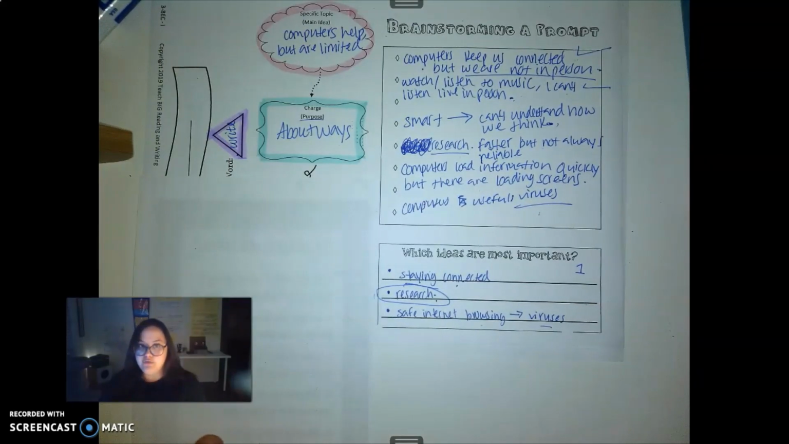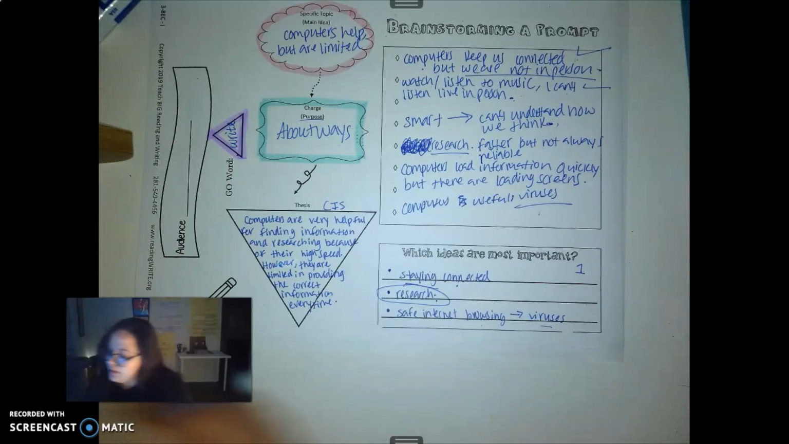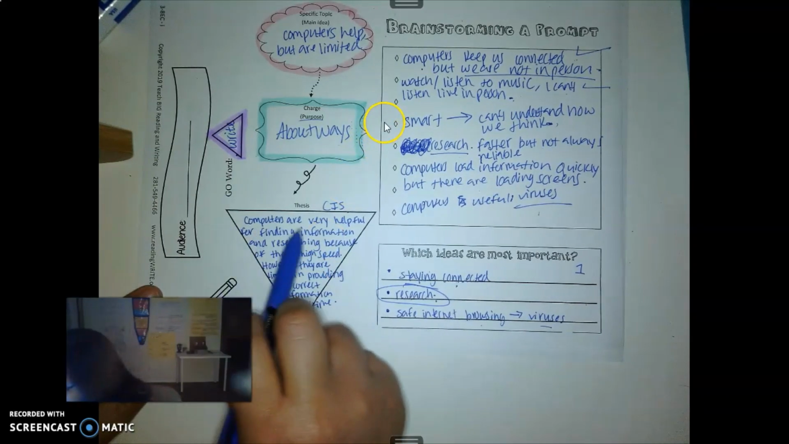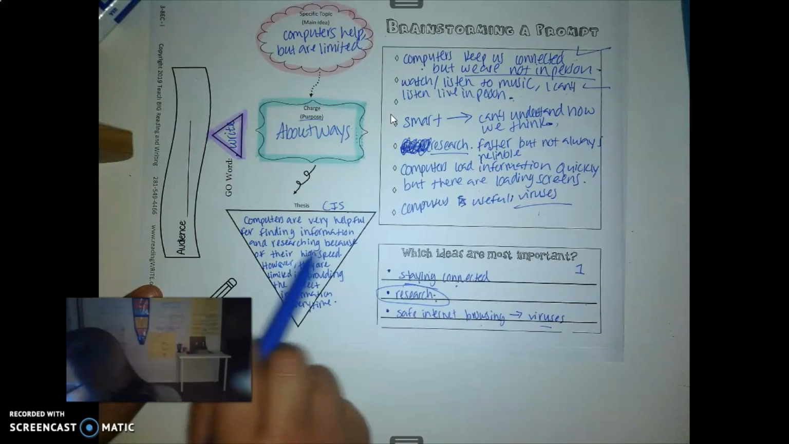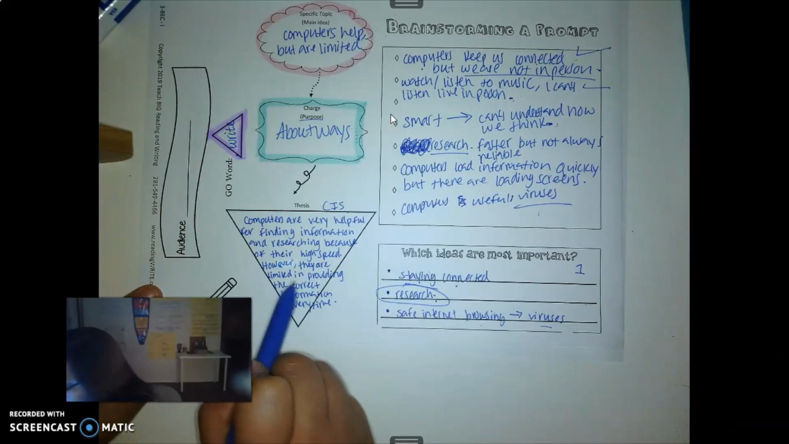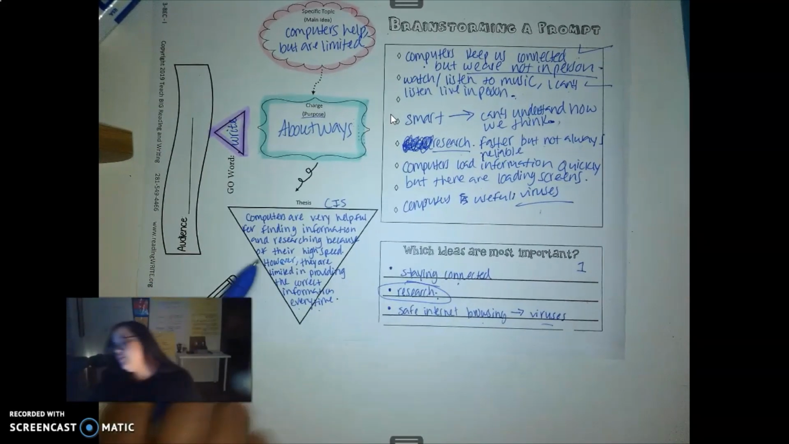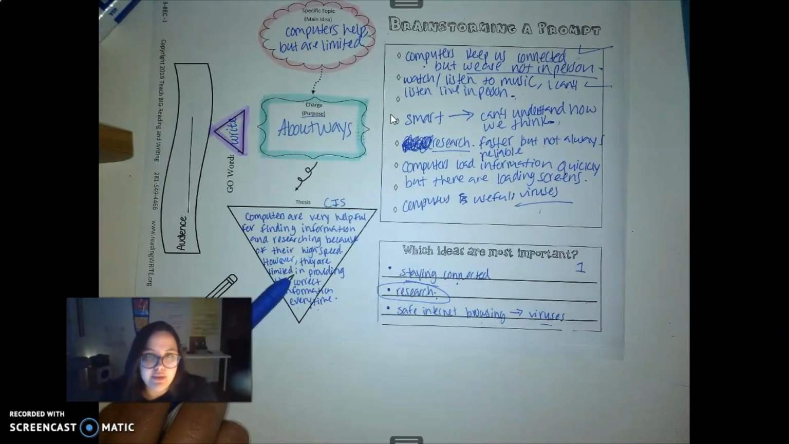So this is what I wrote for my central idea statement. I wrote, computers are very helpful for finding information and researching because of their high speed. However, they are limited in providing the correct information every time. So just by looking at this, what is my topic going to be about?